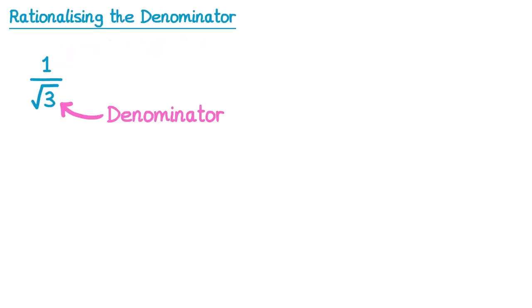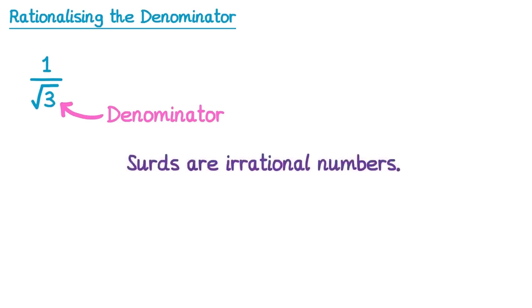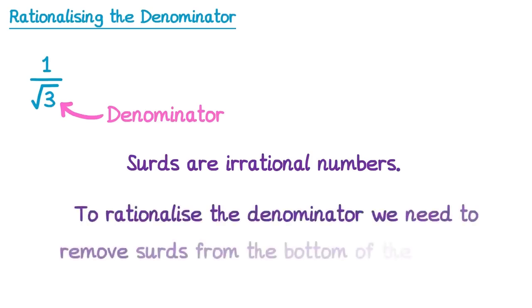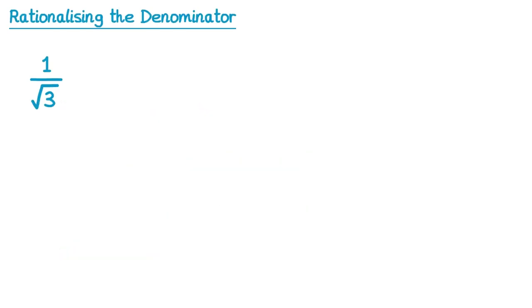You might remember from a previous video that surds are examples of irrational numbers. So at the moment, the denominator here is irrational. You can tell from the title of this video that we want it to be rational. So in order to rationalize a denominator, we'll need to remove the surd from the bottom of the fraction. And this is how we do it.